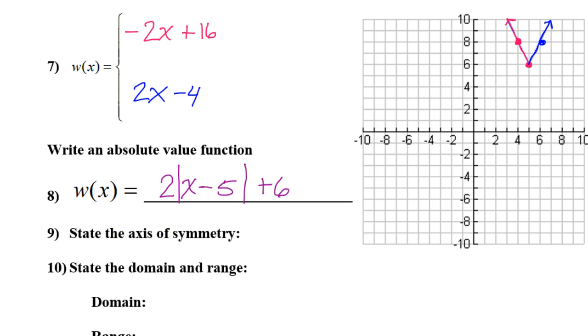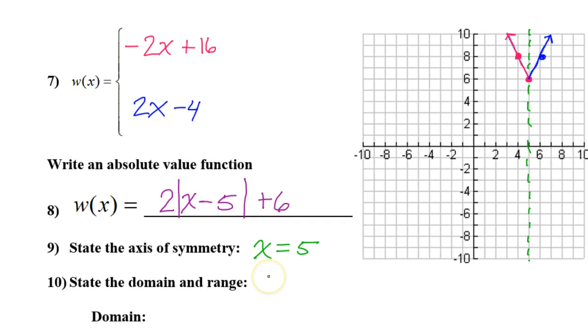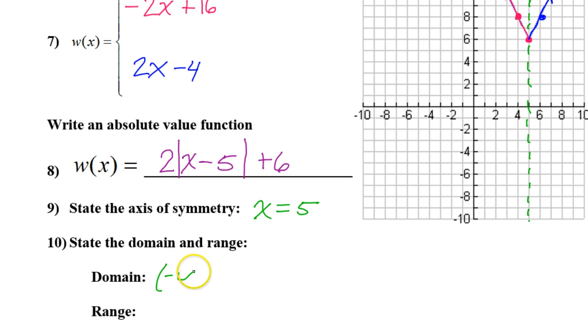The axis of symmetry is the vertical line that goes right down the middle. This green line right here would be my axis of symmetry. It's a vertical line at 5, so that would be x equals 5. Vertical lines have the equation x equals a number. Now, the domain and range. Well, the domain is going to be negative infinity to positive infinity. The domain is always how far the graph goes left and how far it goes right. So it goes left forever, right forever. So that's negative infinity to positive infinity.